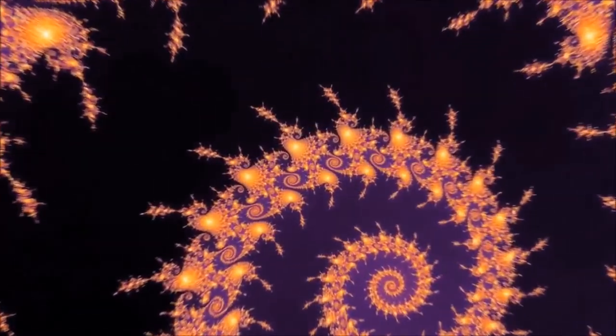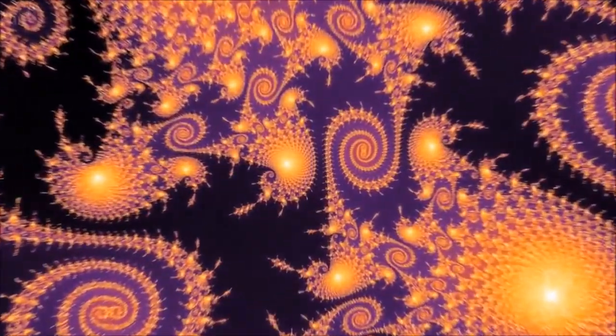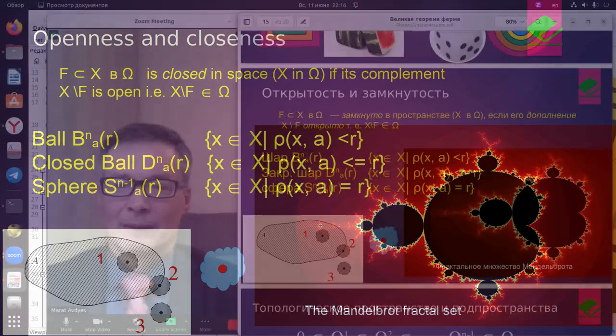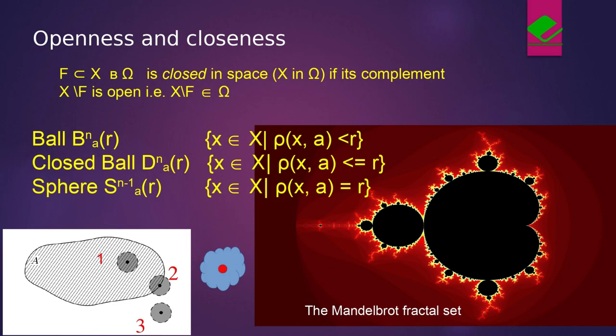It's amazingly beautiful. I gave this example to illustrate that the boundary of a set is not as trivial as it seems. Let's look at a few options. Suppose we have a set A. This point number 1 is internal because it belongs to this collection of points along with some neighborhood.